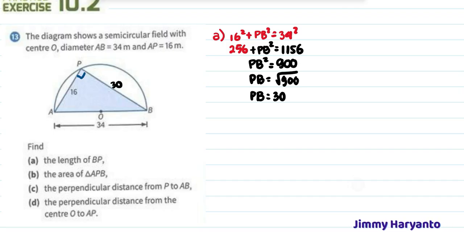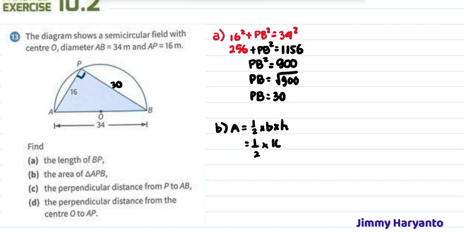Next, area of triangle. The area is half times base times height. This one is simple enough. That means you can use this formula. The base is 16, the height is 30. 16 times 15 equals 240 centimeter square.